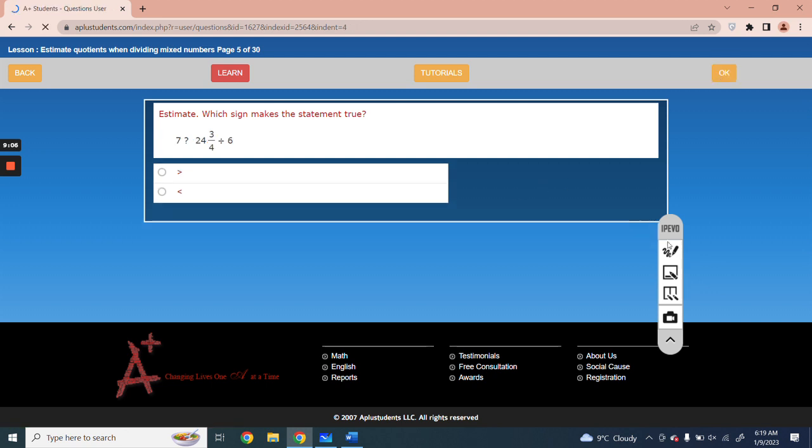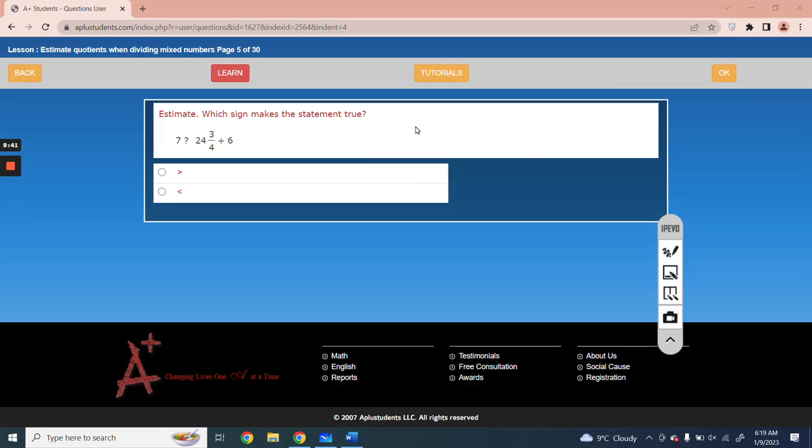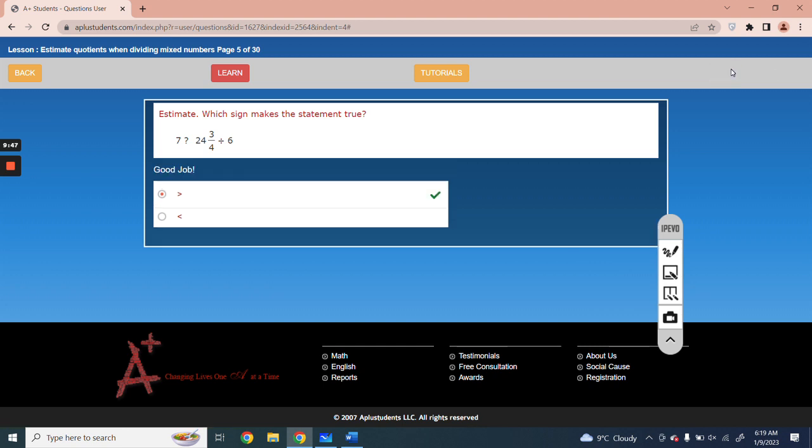Okay, the next one: you have to see if you can divide 24 whole 3 by 4 by 6. Here we have 6, and 6 can completely divide 24, so you have to estimate it to 24. 24 divided by 6: 6 times what number makes 24? 6 times 4 makes 24, and you have to compare it to 7. So is 7 greater than 4 or less than 4? 7 is greater than 4. So the correct option is the first one. Just select the correct option and click on the OK button.